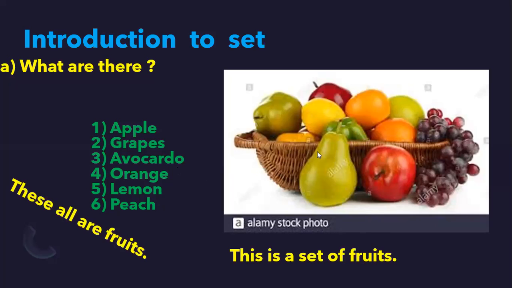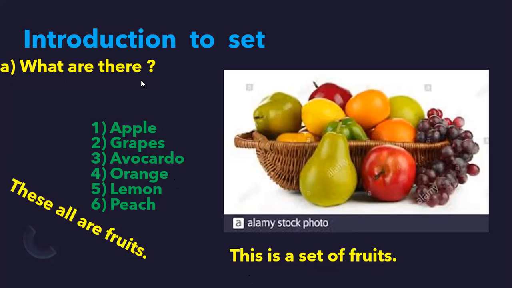And here is one peach also, I think. Where is that peach? I think peach is not here. Is this peach? I don't think so. Let's consider this is peach, okay? Then these all are fruits. Most of the fruits are inside the basket and few are outside the basket, okay? This inside and outside concept will be studied later on. Here are fruits. Then, this is a set of fruits.